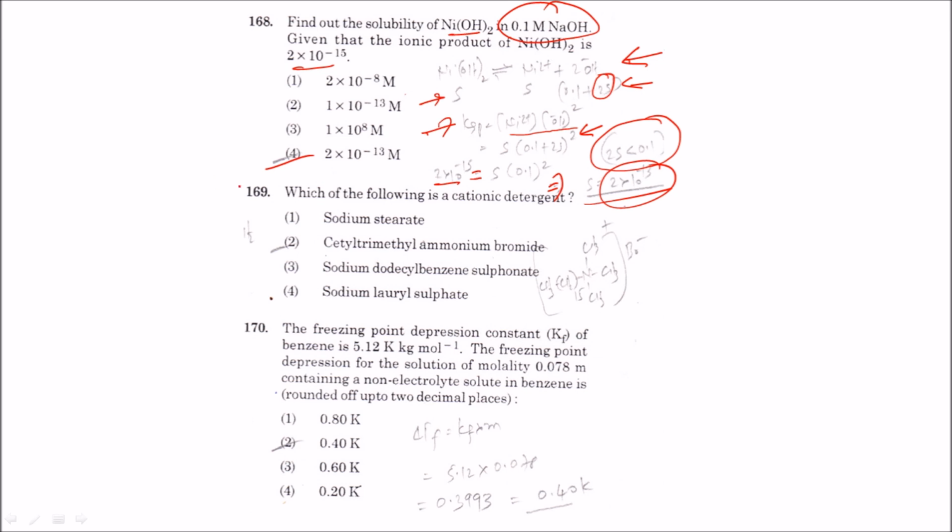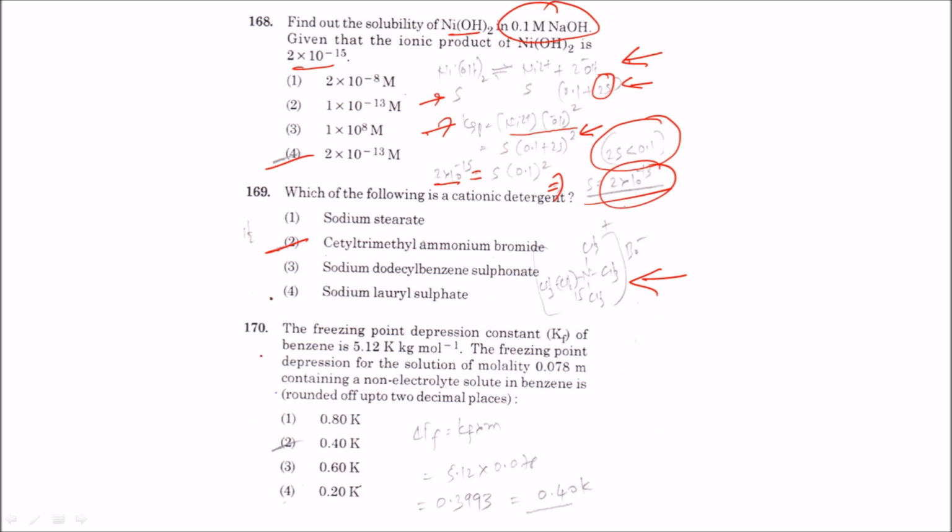Next one, 169. Which of the following is a cationic detergent? Again a direct question. The cationic detergent is cetyl trimethyl ammonium bromide. You can see the structure here. It is an example of a cationic detergent.